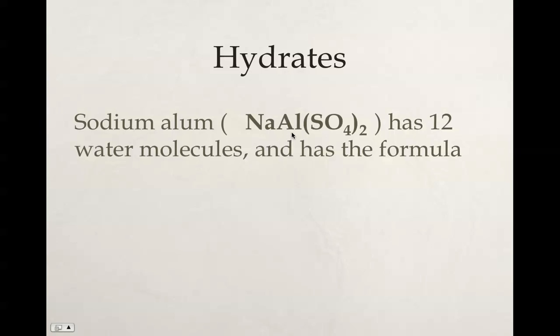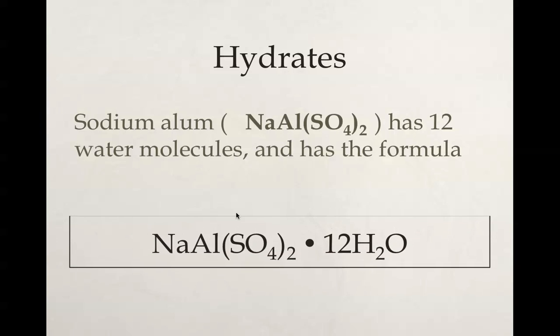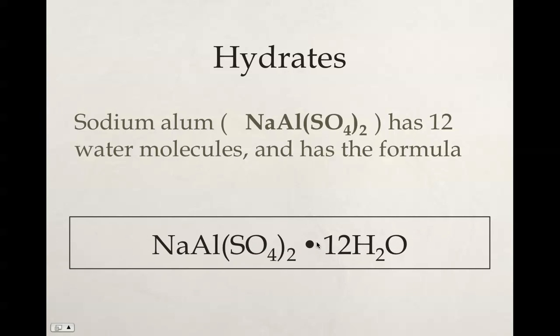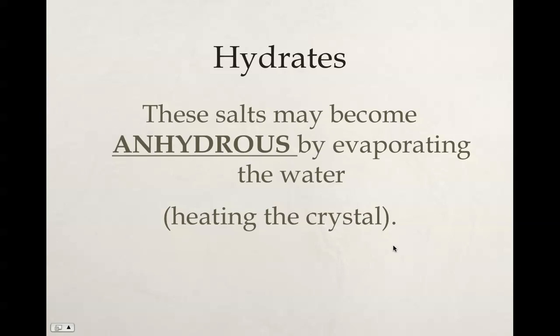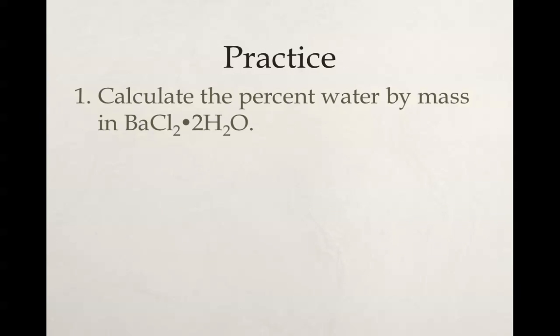Sodium alum, which you can see here, has 12 water molecules that are loosely held within its structure. So this has the sodium alum formula with this dot indicating the 12 water molecules that are loosely held. These salts can become anhydrous, which means without water, by evaporating the water out of the sample, and we do that through heating it.